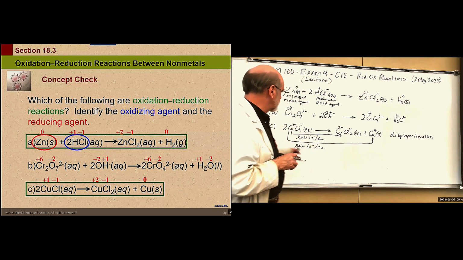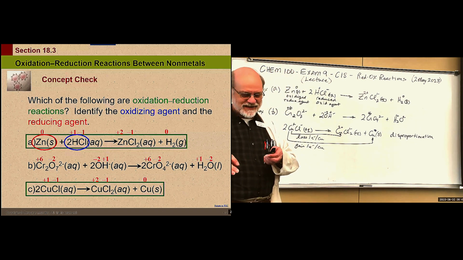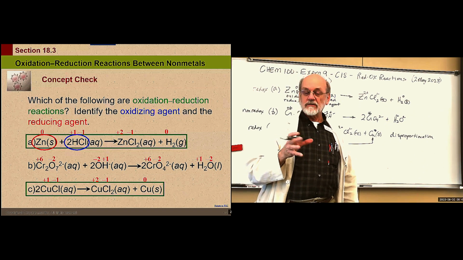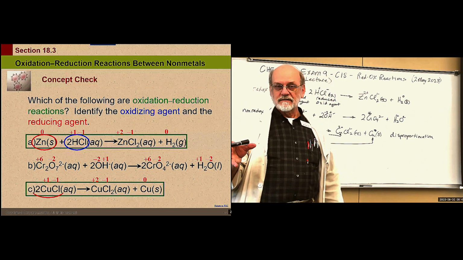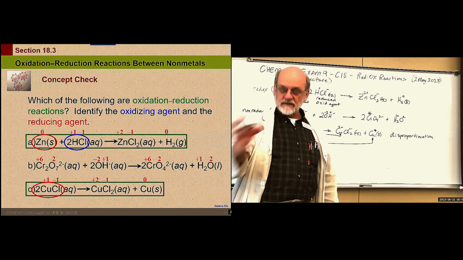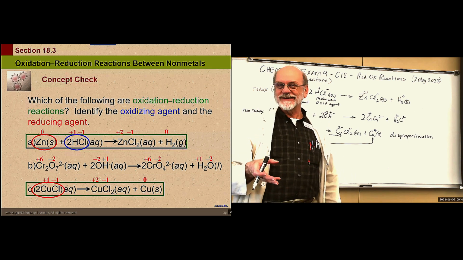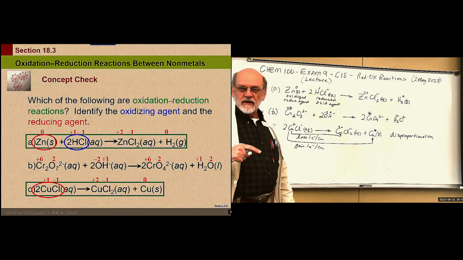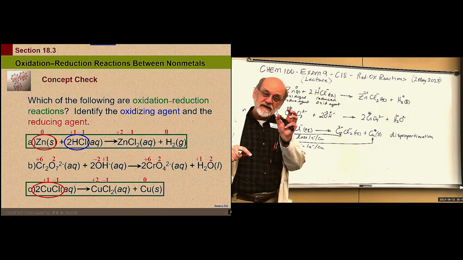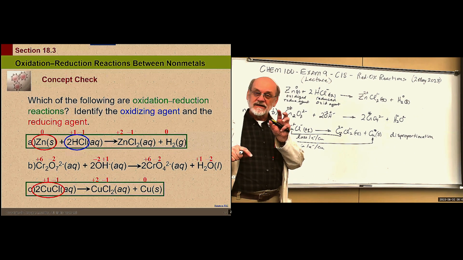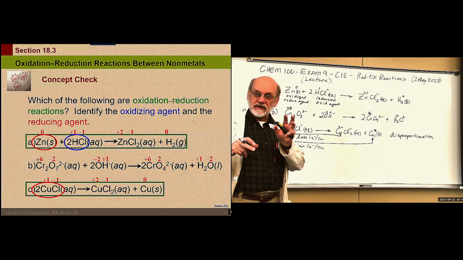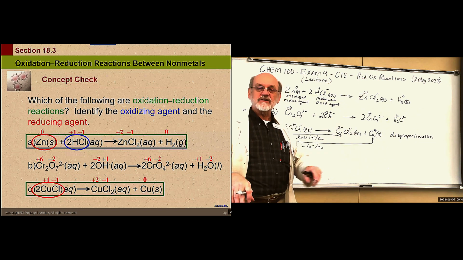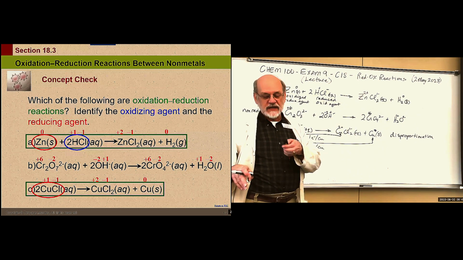And then one thing I didn't do was say, all right, what's the oxidizing agent? Well, copper one chloride is. What's the reducing agent? Copper one chloride is. It's both oxidizing and reducing agent. The same molecule itself would not be both oxidizing and reducing, but we've got two of them there. So one of them is the oxidizing agent and the other one is the reducing agent.